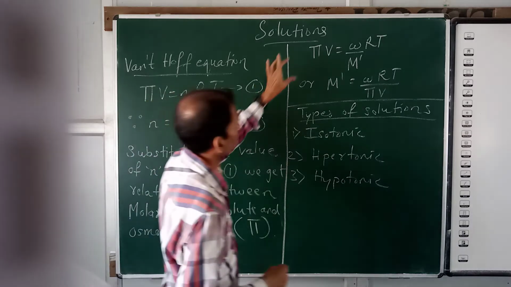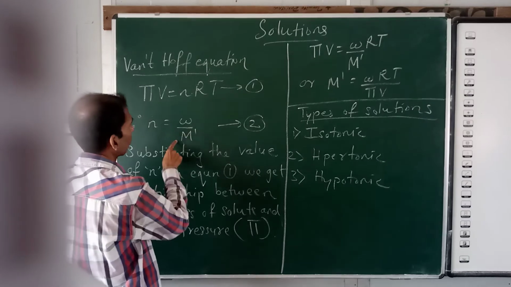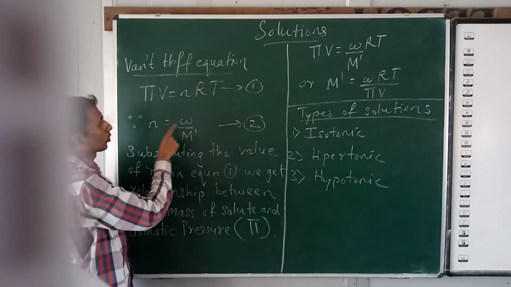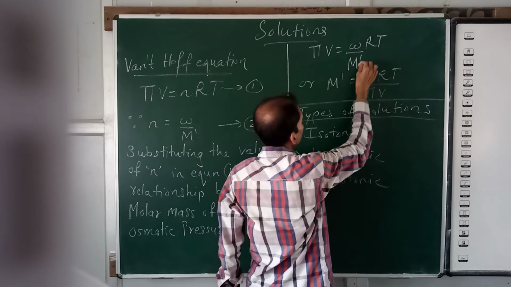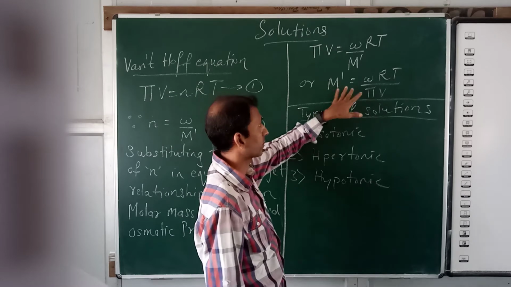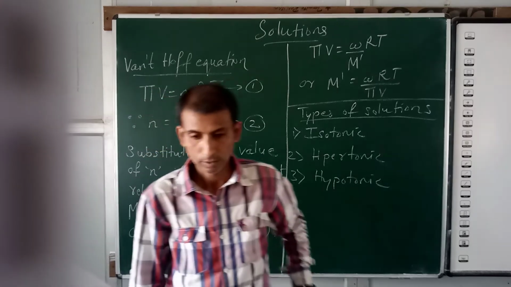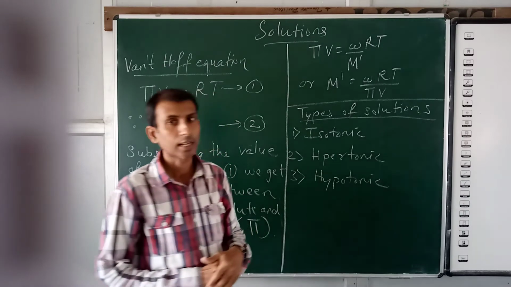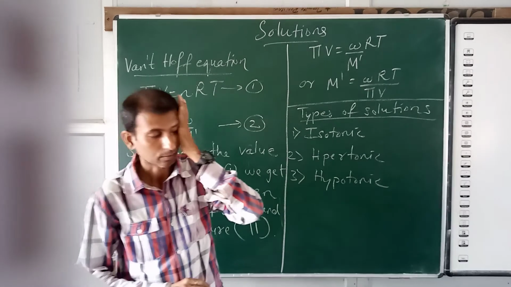Look here, we have this equation. The value of n is now W upon M dash. Substitute here, n is equal to W upon M dash in this equation. So what will you get? pi V is equal to W upon M dash RT. And rearranging the equation, you get M dash is equal to W RT upon pi V. From this equation you can calculate the molar mass of the solute if it is asked, or any parameter which is asked from this particular equation.